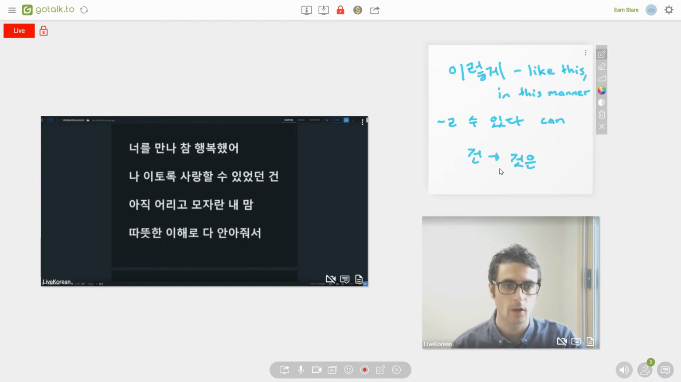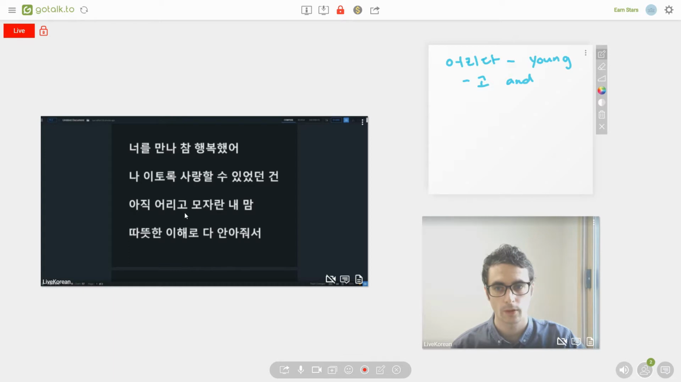건 is a shortening of 것은, which means thing. And we also have a topic marker on the end here. So 건 is just thing plus the topic marker, showing that this whole clause here is the topic of the sentence. Next we have 아직 어리고 모자란 내 마음. 아직, yet. 어리고 comes from 어리다, which is young. Next we have 고, and, to connect two verbs together. 모자란 내 마음. 모자란 comes from the verb 모자라다. 모자라다 means to be insufficient or not enough.